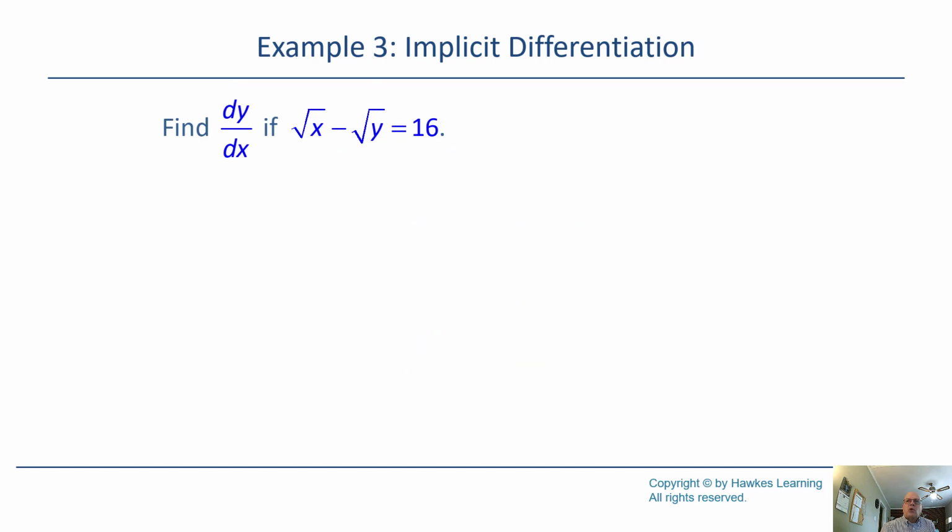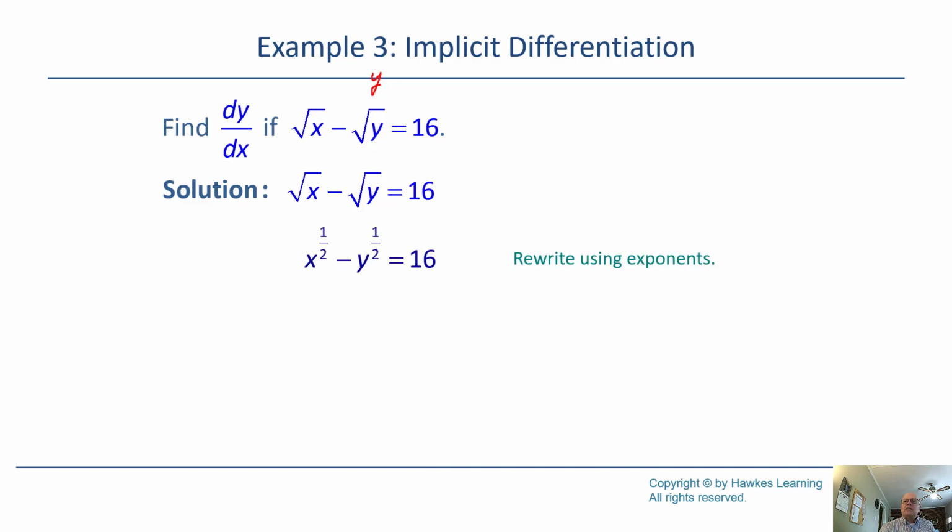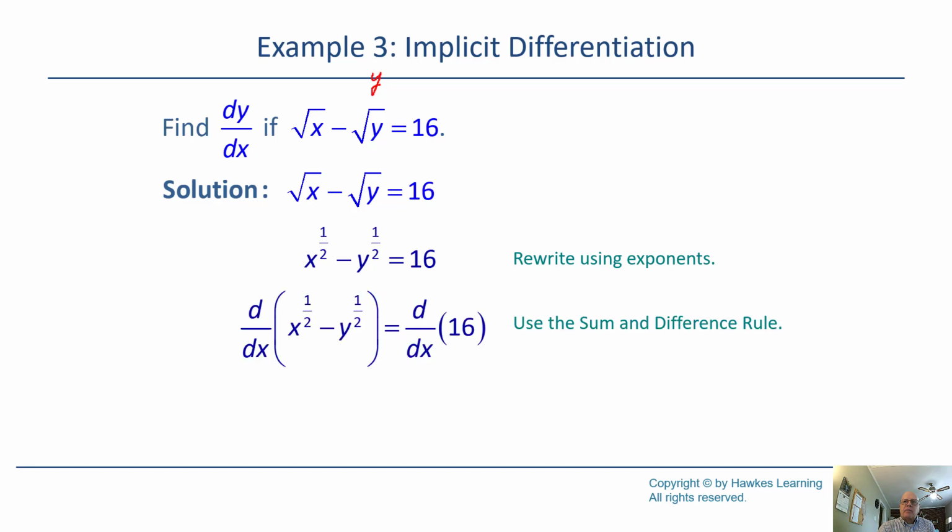Moving along, we've got another one to work on. We're looking for dy dx. We don't have the y term itself, so we have to use implicit differentiation. So here we are, write down on our paper, change that to exponents that we can work the power rule with, and take the derivative of both, which we can split up.